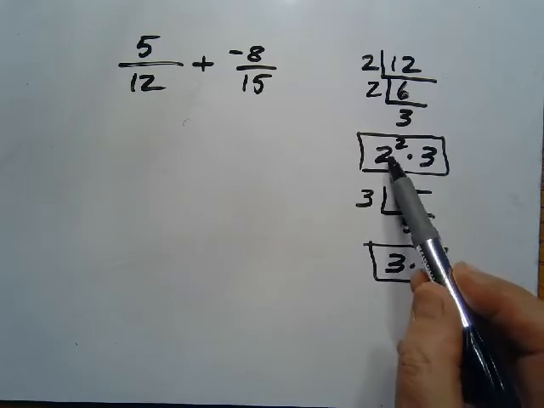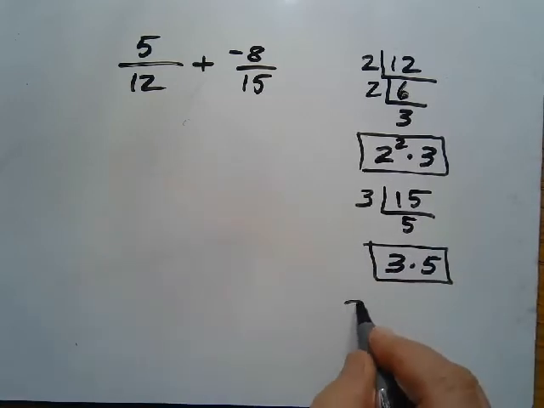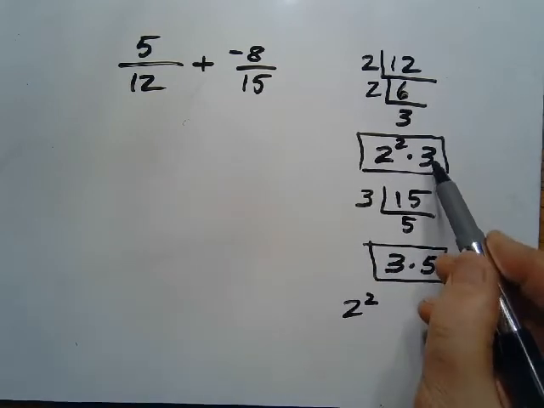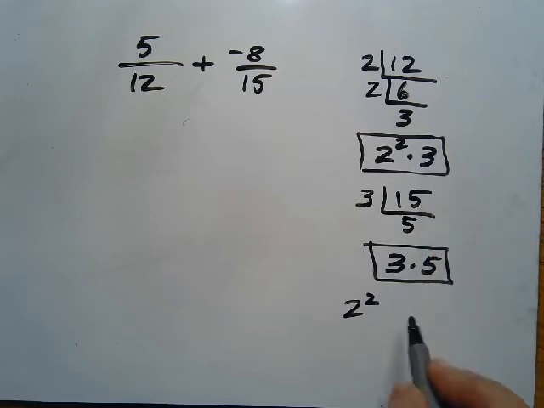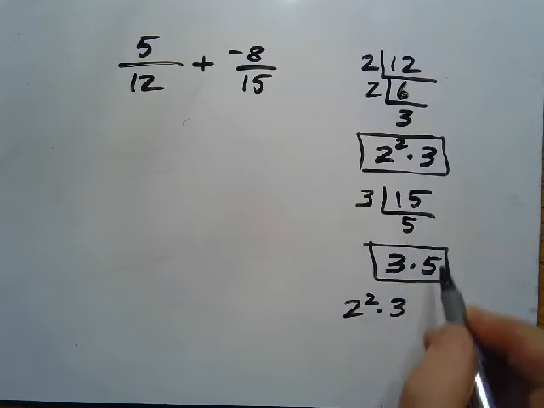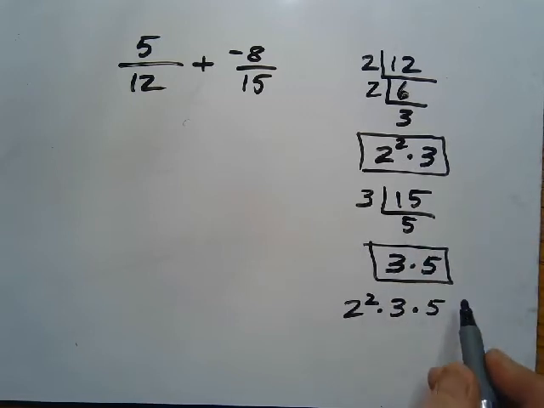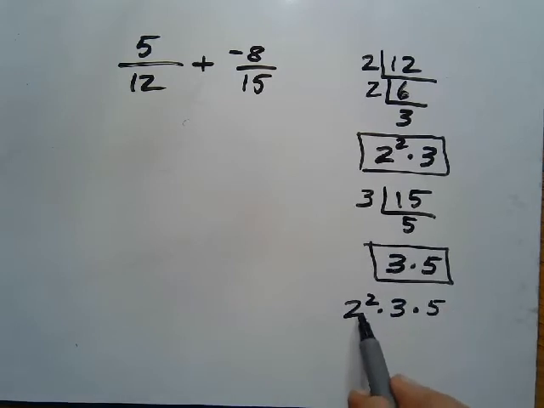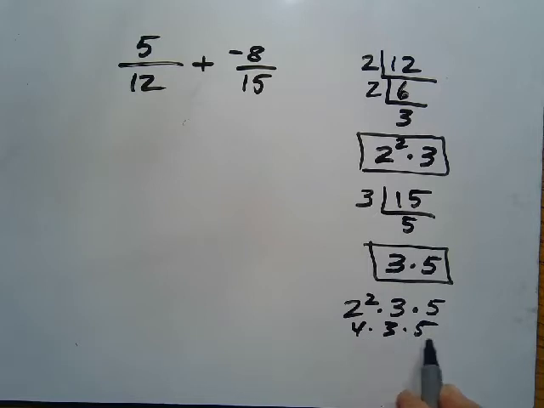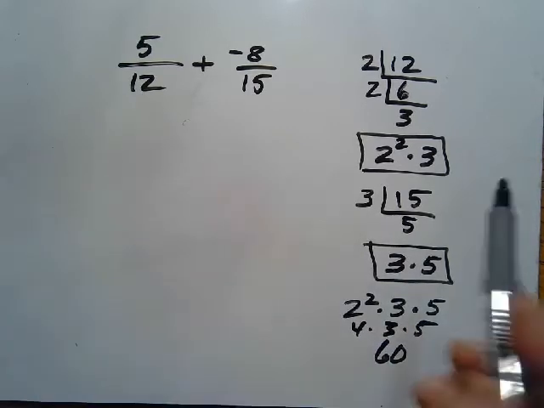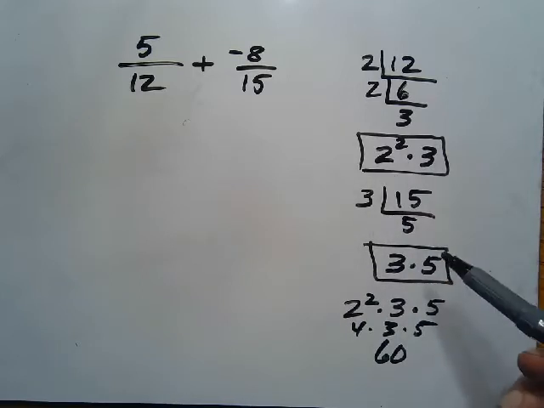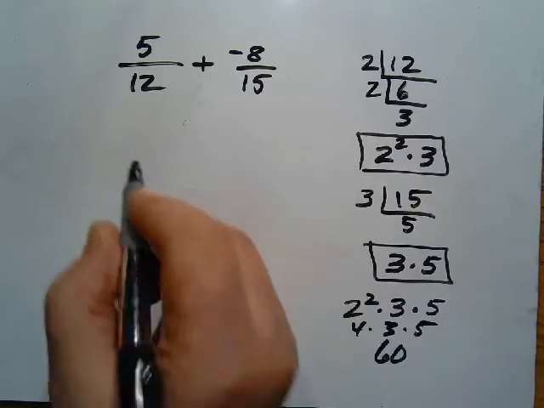So look at 2. 2 squared. 3. 3 to the first, but only take it once. And 5. 5 to the first. Only take it once. And I end up with 4 times 3 times 5, or that is 60, which is what we knew it was anyway, but that's the process. Take the highest degree of every base, but only take it once.